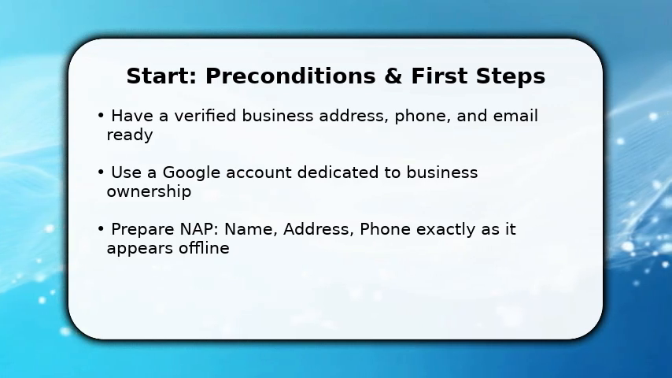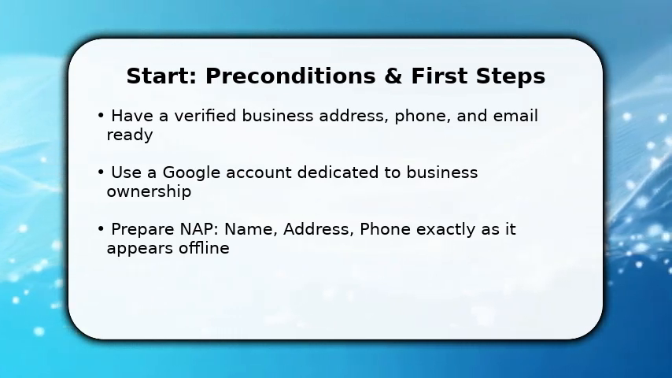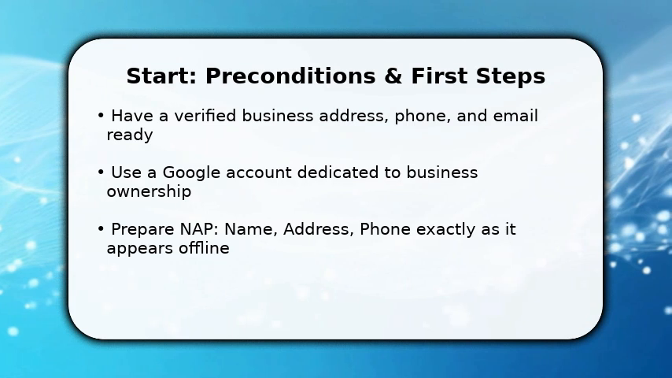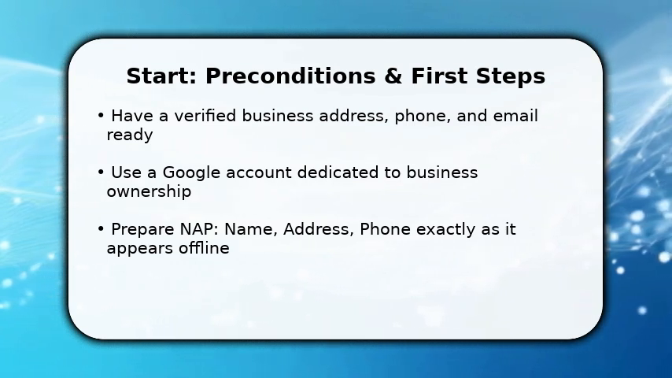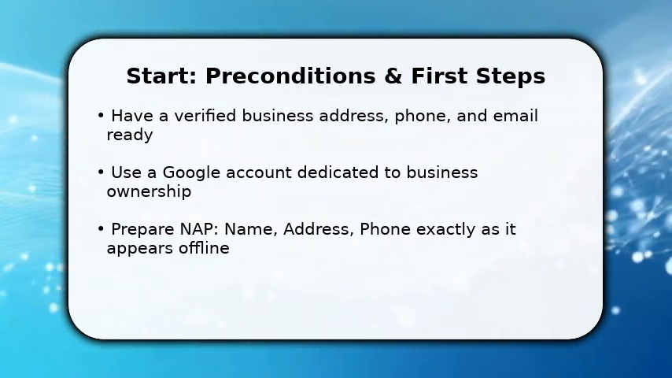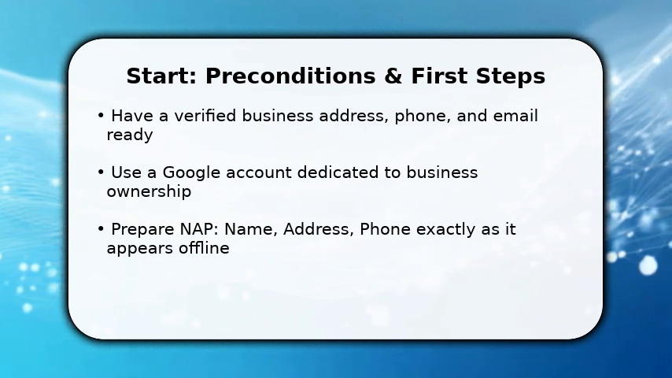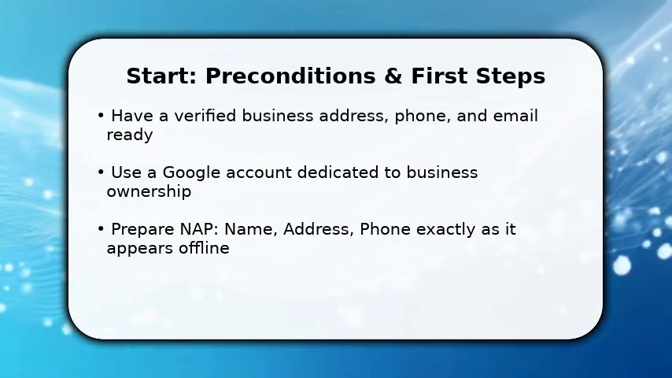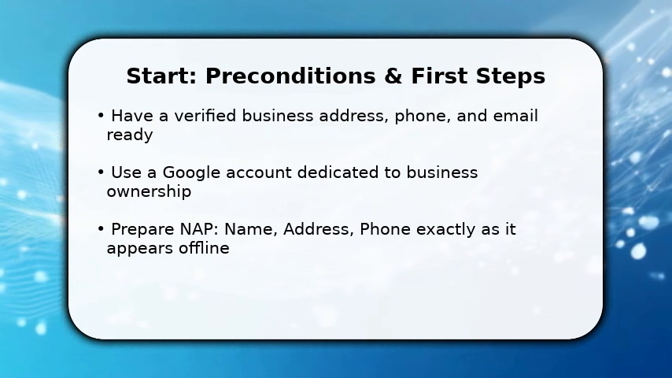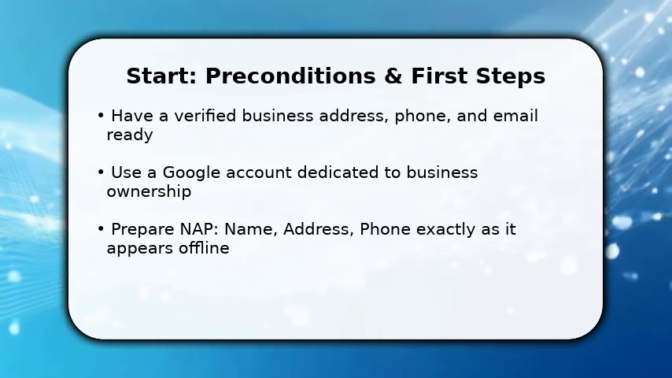Enjoy the video. You start by confirming essential prerequisites: accurate business name, address, and phone. Once done, sign into the Google account you'll use for ownership. Next, open the Google Business Profile creation flow and enter your official NAP exactly. This avoids future verification mismatches.